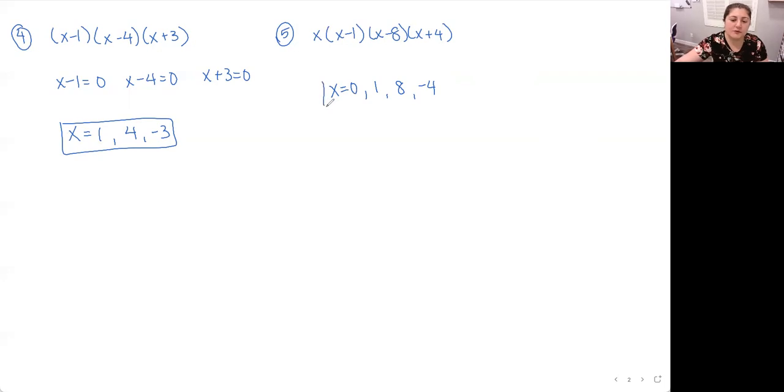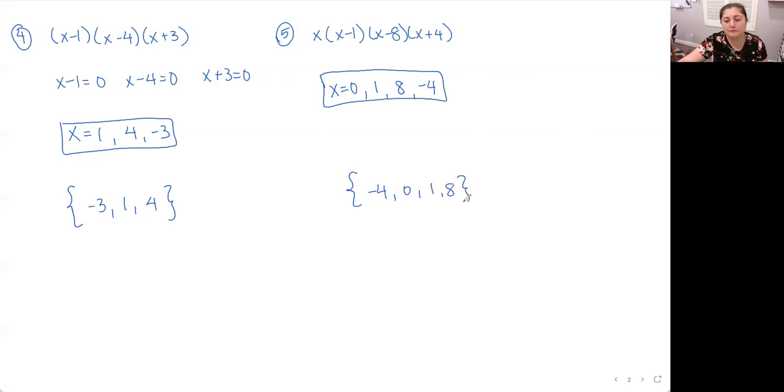Now, most teachers would prefer for the answers to be written in from least to greatest format. Some teachers even prefer this fancy pants bracket. So they'll prefer negative 3, 1, 4. And then here it'll be negative 4, 0, 1, 8. It just depends on what the teacher prefers, and it also depends on what the book is asking for and what your multiple choice question is giving you, okay?